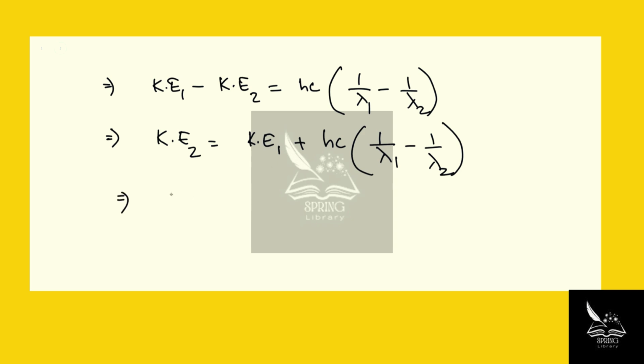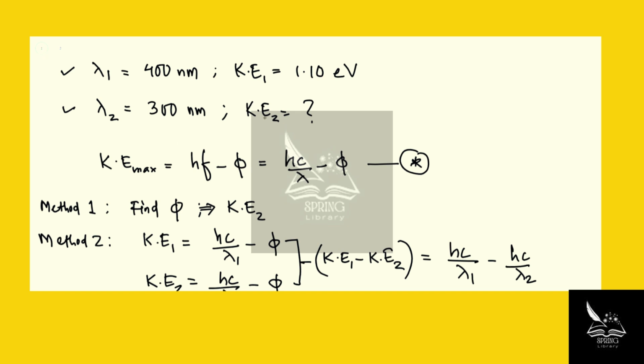So now you can directly substitute all the values. So kinetic energy is, for the first case, in terms of electron volt. So we need to make sure that our H is also in terms of electron volts. So the value of H that we will be using will be 4.136 times 10 to the power minus 15 electron volt seconds.